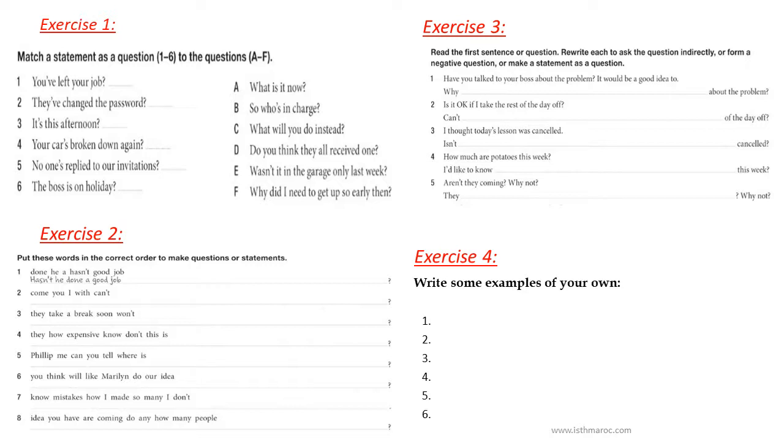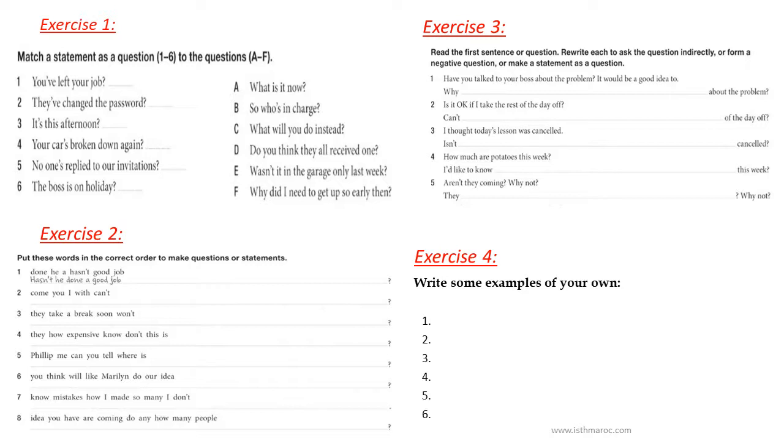From one, it's already done. "Done, he hasn't good job." So the question is, hasn't he done a good job? Two: "Come you, I with can't." I help you, I do it for you, and then you do the rest. Can't I come with you? So from 3 to 8, you are asked to complete that.